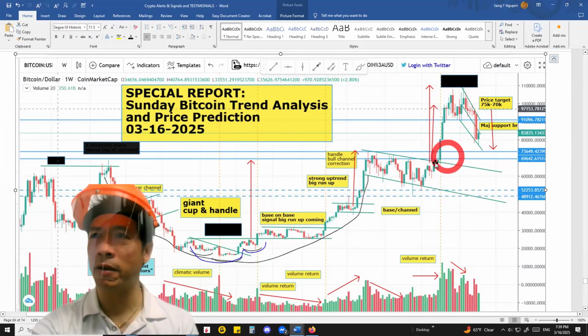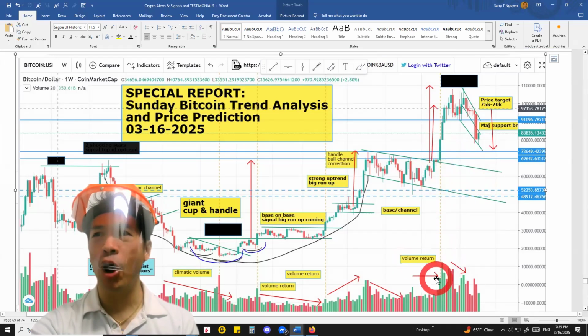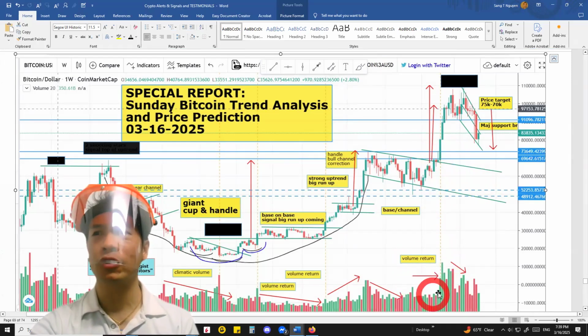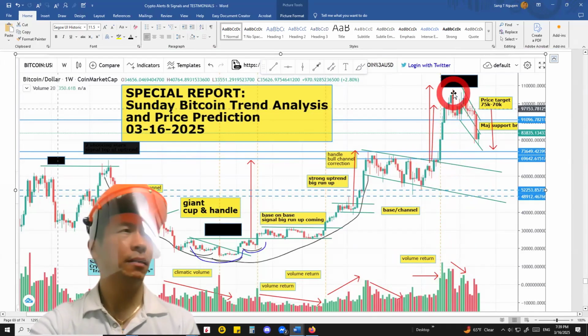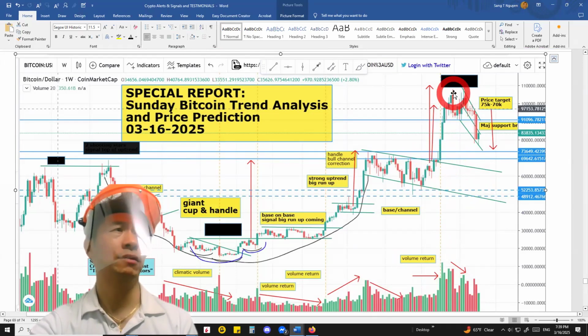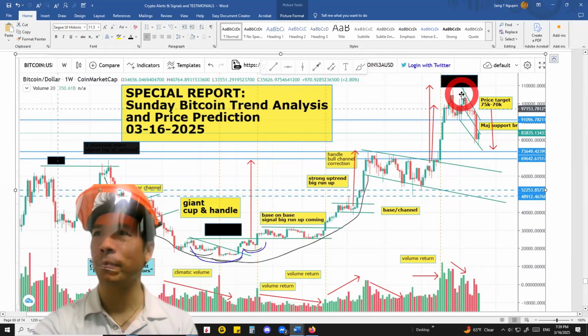Now, let's take a look right here, okay? From this breakout area, you can see that volume returns. And when volume returns, volume is twice as big, meaning twice as many transactions as the previous candle. And price shot up from about 69,000, 70,000, all the way up to 109,000 top, which is the recent top of Bitcoin.